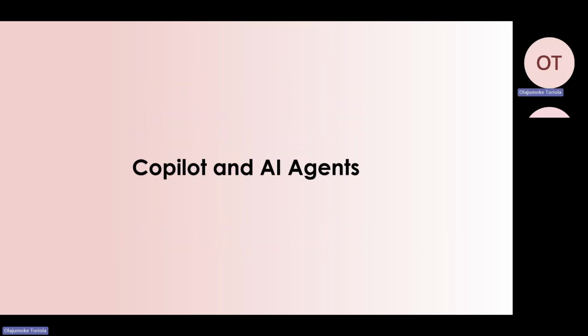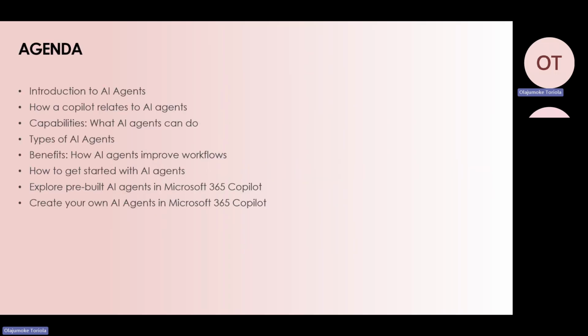So our topic today is Copilot and AI agents. And then what is our agenda like? We're going to do an introduction to AI agents, how Copilots relates to AI agents, the capability of agents, what agents can actually do. And then we can look at the types of agents we have, benefits of those agents, and then how you can get started with agents.